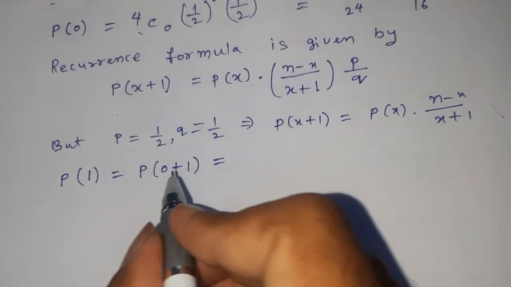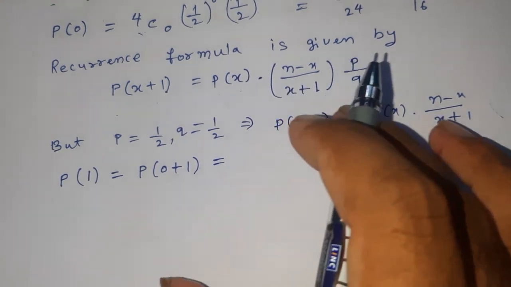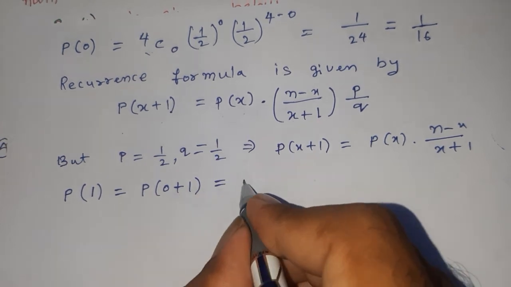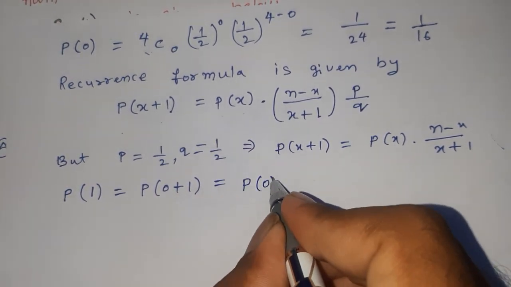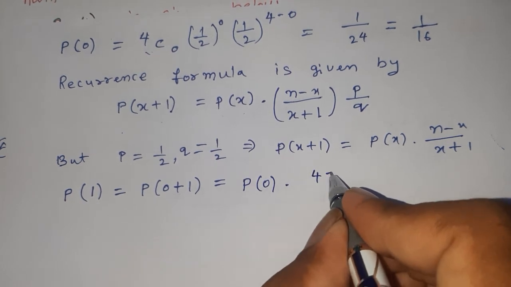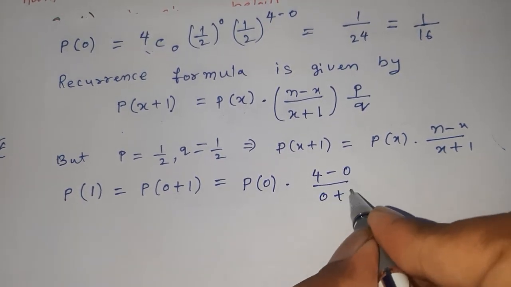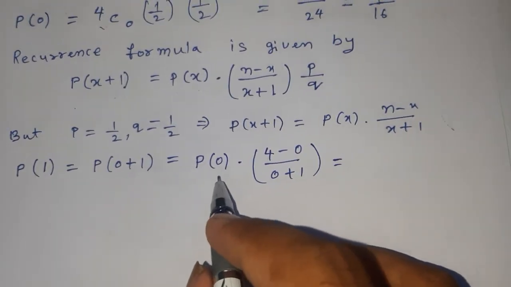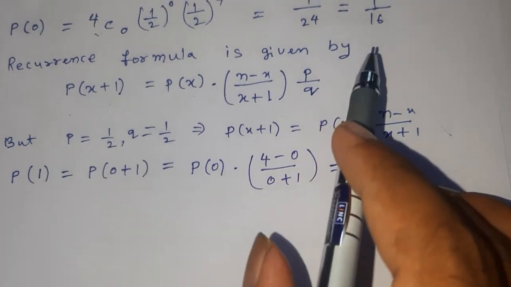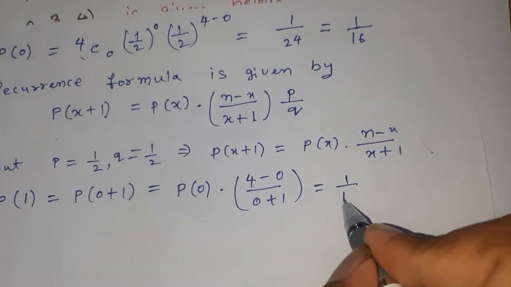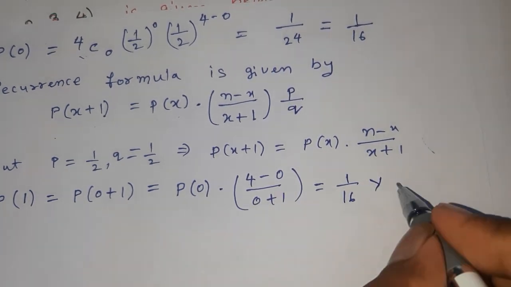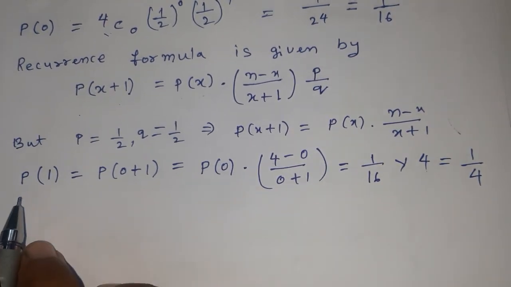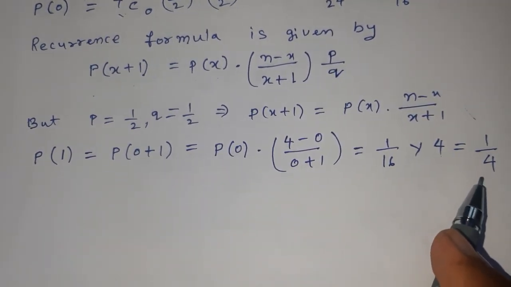Therefore here x is equal to 0 as per the recurrence formula. p of 1 is p of 0 times (n minus x) by (x plus 1), that is 4 minus 0 by 0 plus 1. Here p of 0 value is 1 by 16. 1 by 16 into 4 minus 0 over 1 is given by 1 by 4. Therefore p of 1 is equal to 1 by 4.